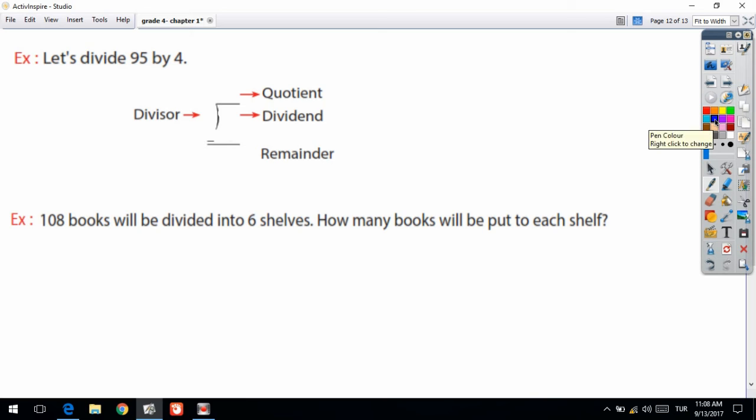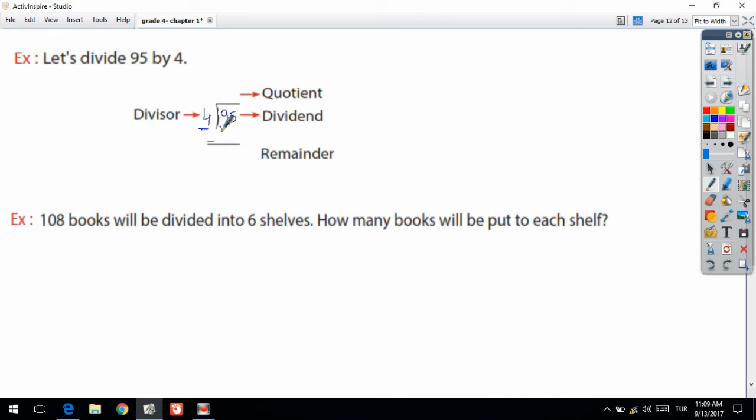Let's divide 95 by 4. I am writing here 95 divided by 4. How can we solve the question? Division is very important. Okay, let's focus on the question. First, we will find how many 4s we have in 95. The most important work is we will find how many 4s we have in 95.